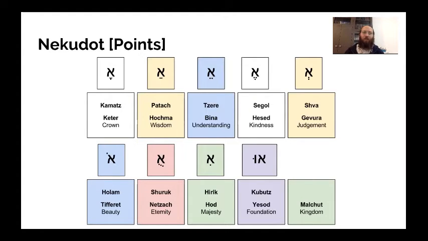What do you think? So say Aleph without a Nekudot. Is that Malchut, indicating Malchut? Exactly. Just a plain letter without any punctuation.